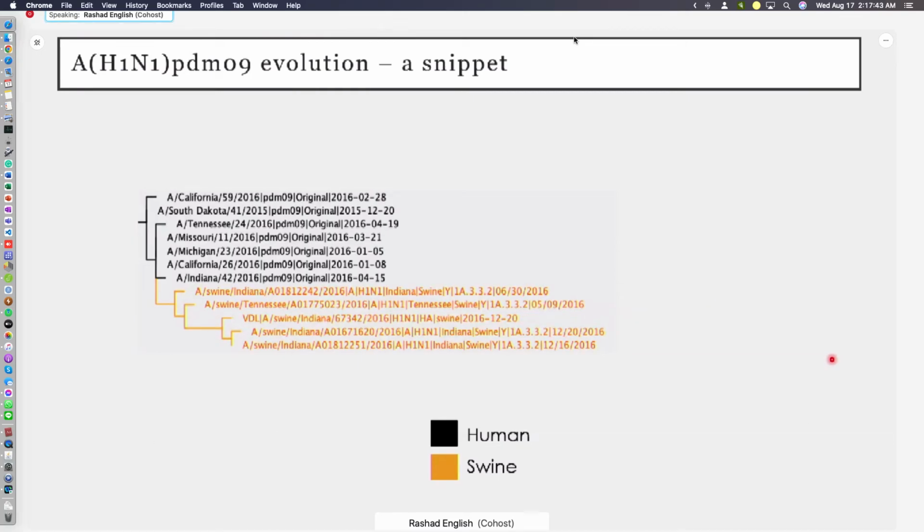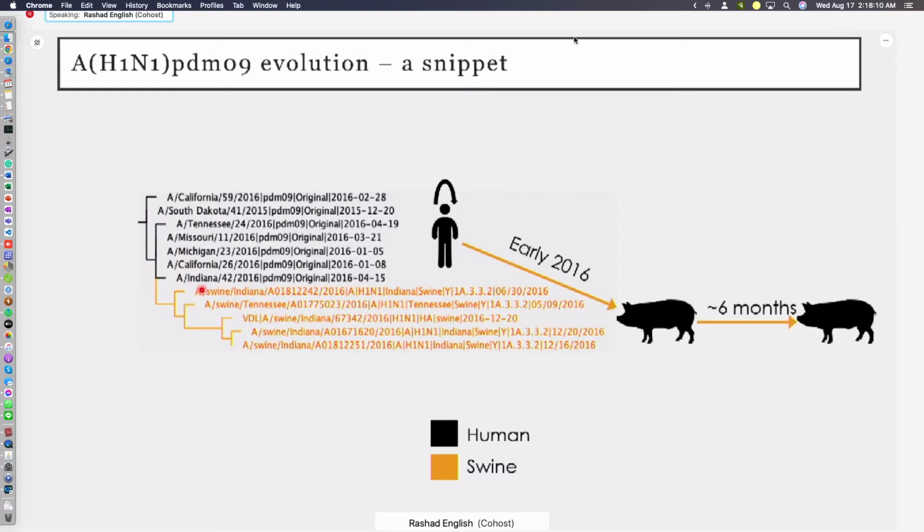I'm going to give you a general review of the evolution of that lineage in humans and pigs, and this is just a small snippet so that we get accustomed to the conventions I'm going to use. I'll show evolution and detections of pdm09 in humans using black color, and evolution and detections in pigs using orange color. From this snippet, we can see some circulation of H1N1 in humans, and then a spillover event in early 2016 from humans into pigs, and about six months of detections from that spillover.